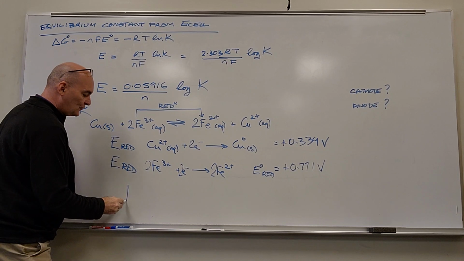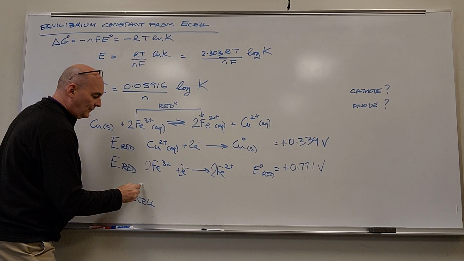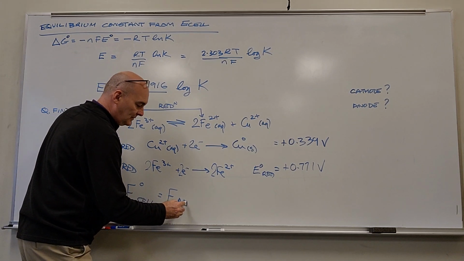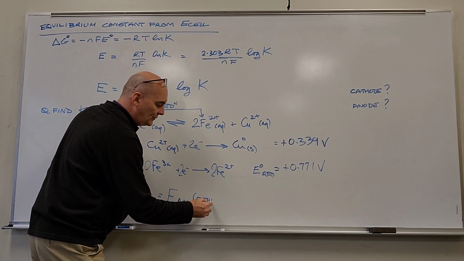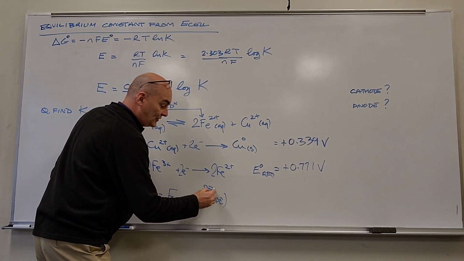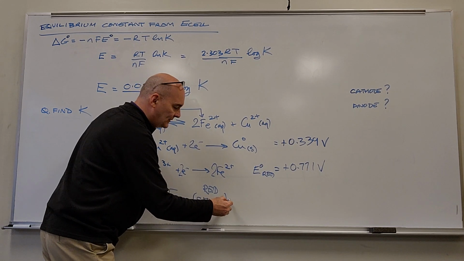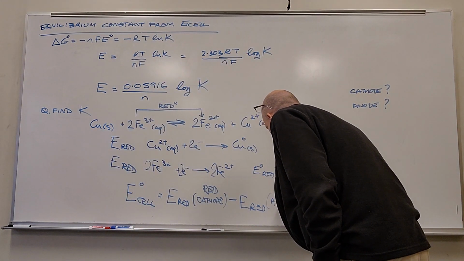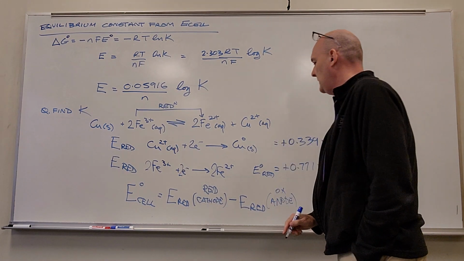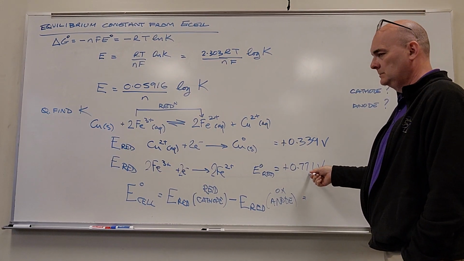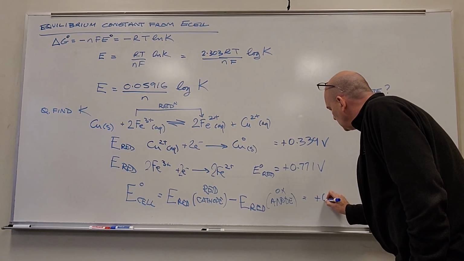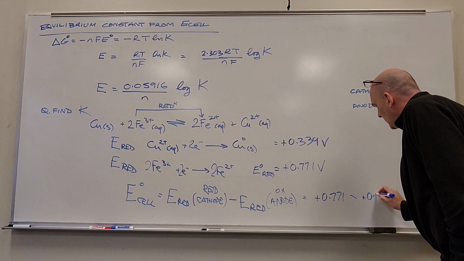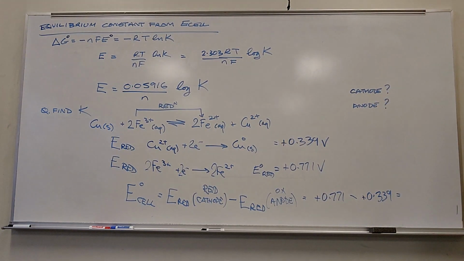Okay, so when I try to find my cell potential for this, that is the potential of the cathode, the iron. They're both going to be reduction potentials, but the cathode goes first, which is where the reduction happens. And then I'm subtracting from that the reduction potential at the anode, which is where the oxidation happens. So I take plus 0.771 and I subtract from it 0.339, and it gives me a value for the cell potential.